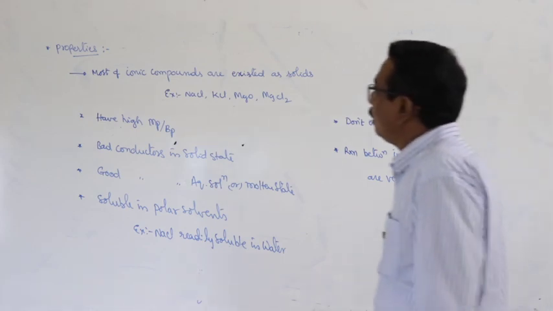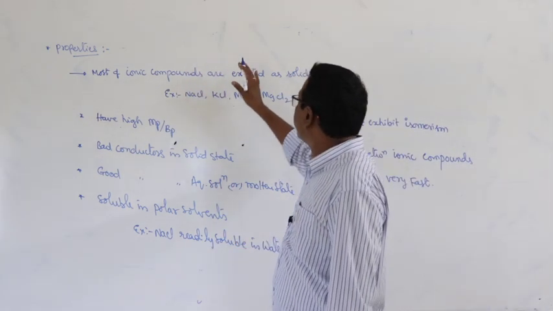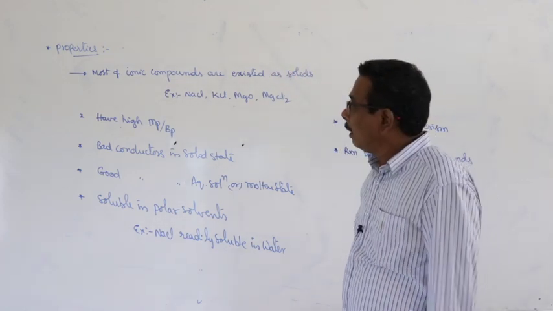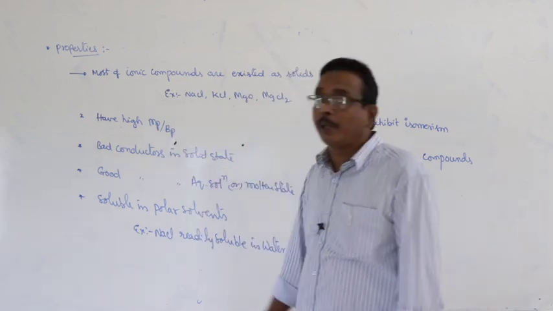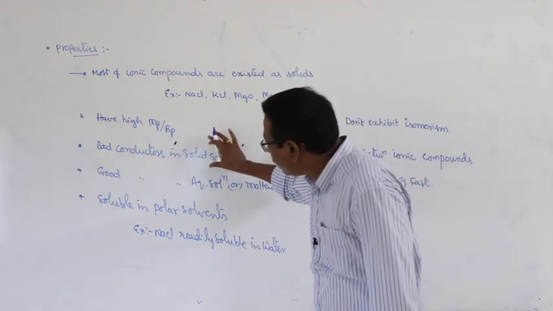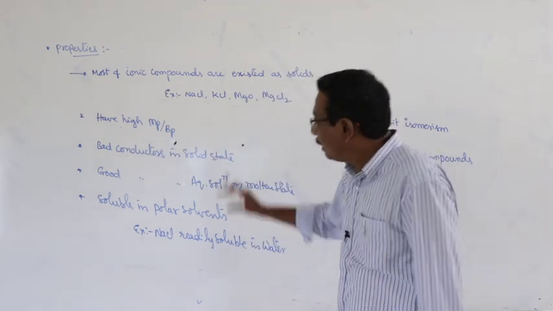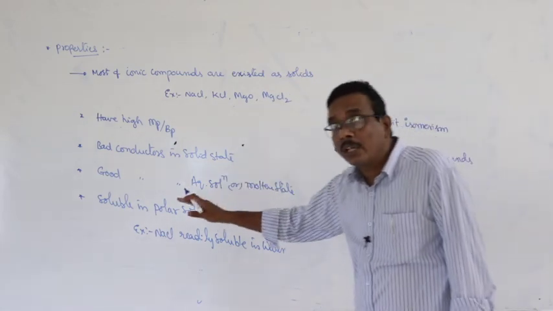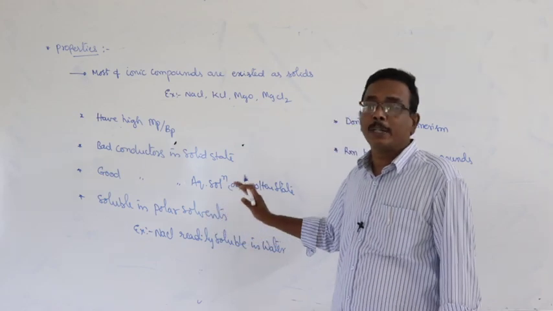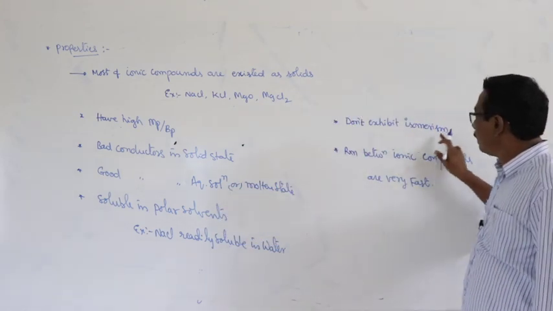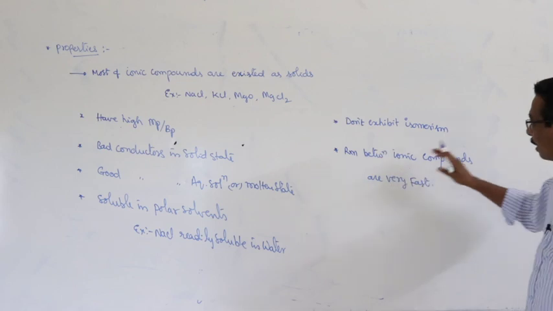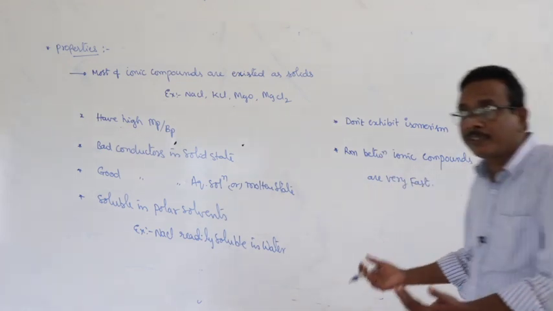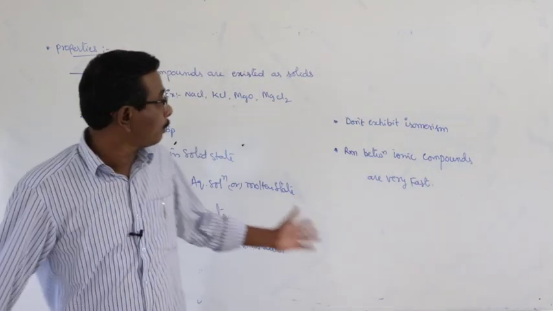What is the first one? Most of the ionic compounds are existed in the form of solids. And here they have high melting points and boiling points. They are bad conductors in solid state. They are good conductors in aqueous solution, also molten state. They are soluble in the polar solvents particularly, and they do not exhibit isomerism, and the reactions between the ionic compounds are very fast. Now we have to search for the reasons for these properties.